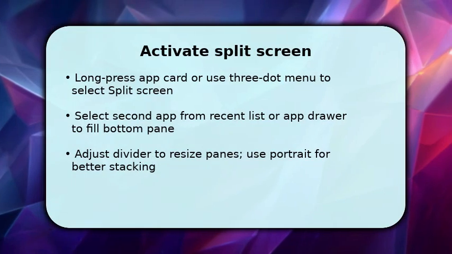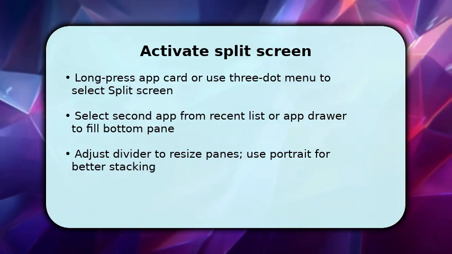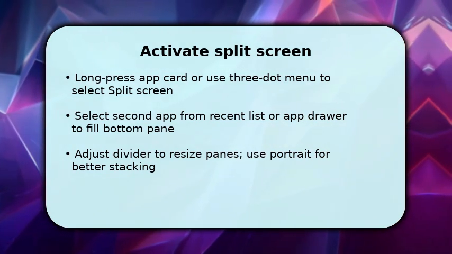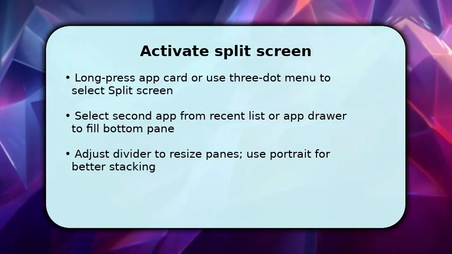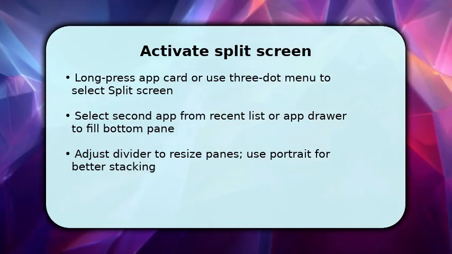With the recent apps visible, long press the app card or tap the three-dot menu to choose split screen. This triggers Redmi 9 multi-window mode. Next, pick the second app from the recent list or open the app drawer and select it. Android places it in the other pane.